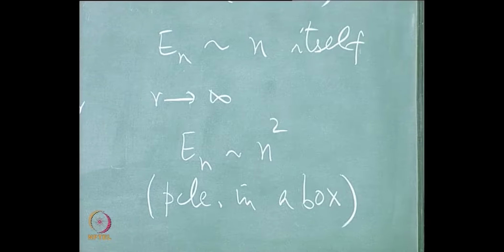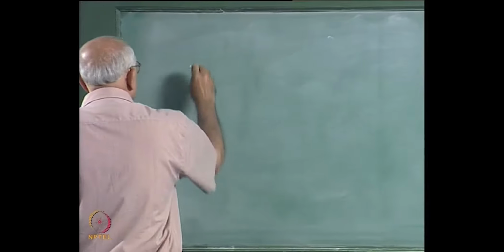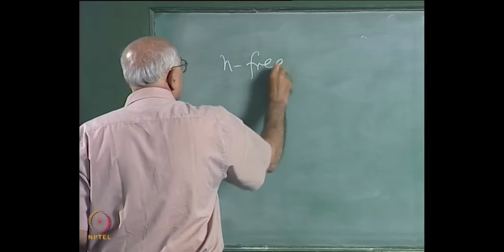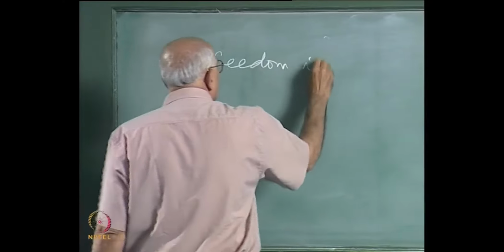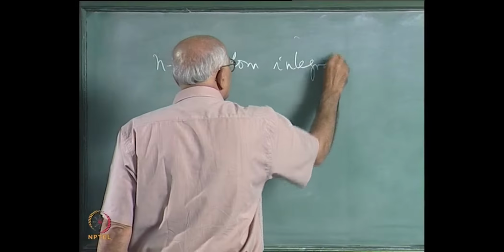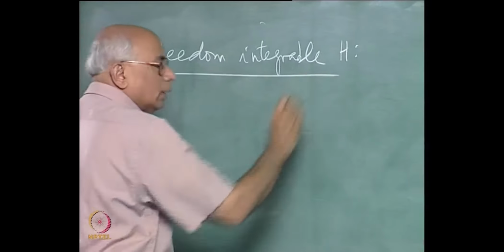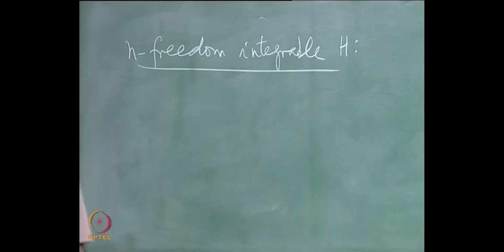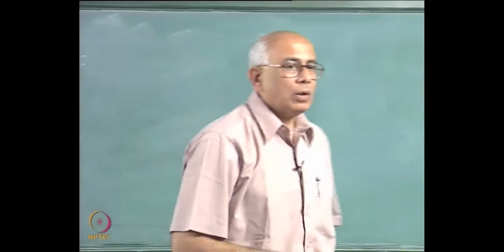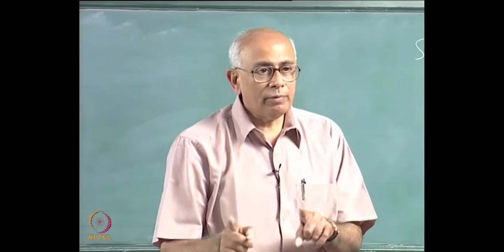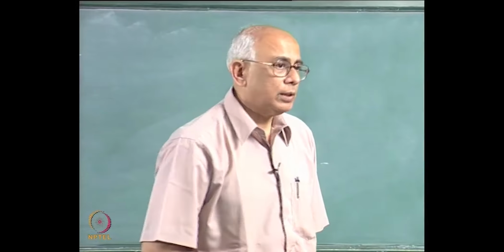So we go back to n degrees of freedom, an integrable Hamiltonian, and ask, what is the underlying physical reason for the existence of n constants of the motion f1 through fn in involution with each other?